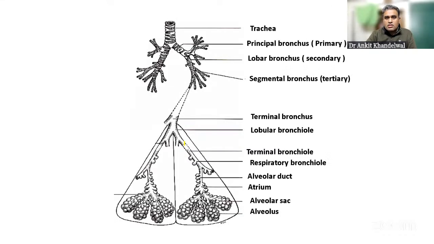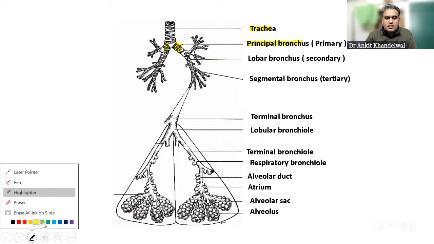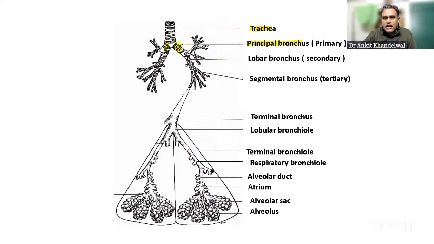Okay, this was about the lungs. Let us now discuss the bronchial tree. Just remember a few things. Start with the trachea. Then there are two principal bronchi, one for the right, one for the left. This is the principal bronchus, in yellow color. Then the right lung has 3 lobes and the left lung has 2 lobes. So that will divide into this green color over here. This is the lobar bronchus, also known as secondary bronchus.